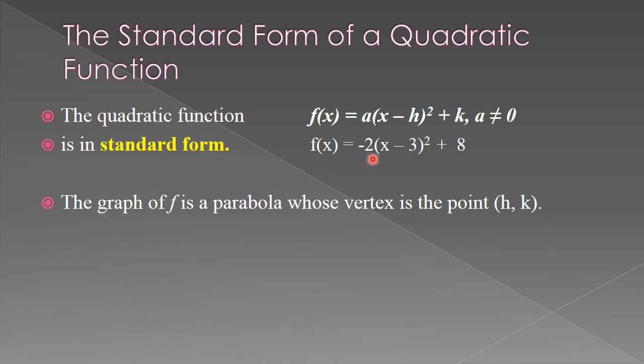Let's look at this equation. You can see that h is 3 and k is 8 for this equation. So the vertex we will find at point (3, 8).